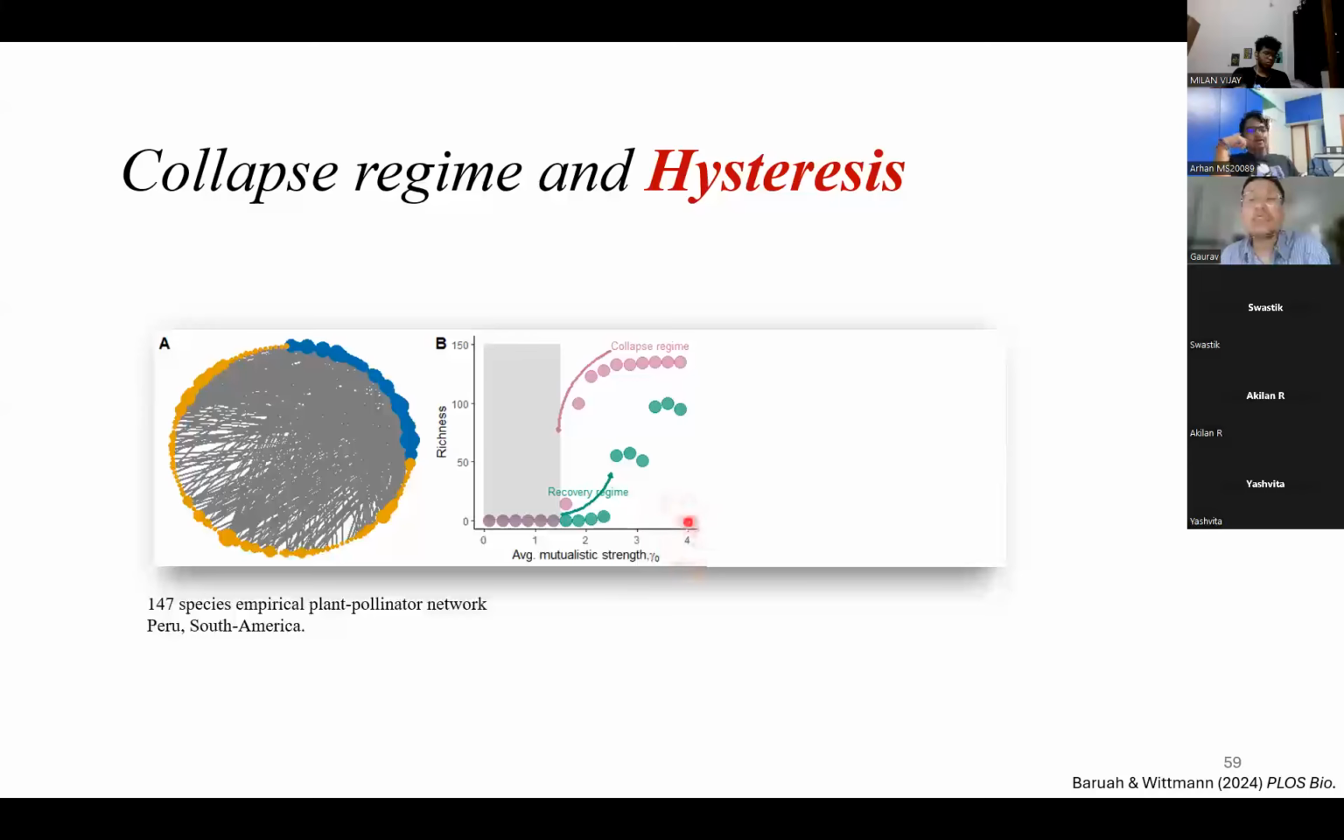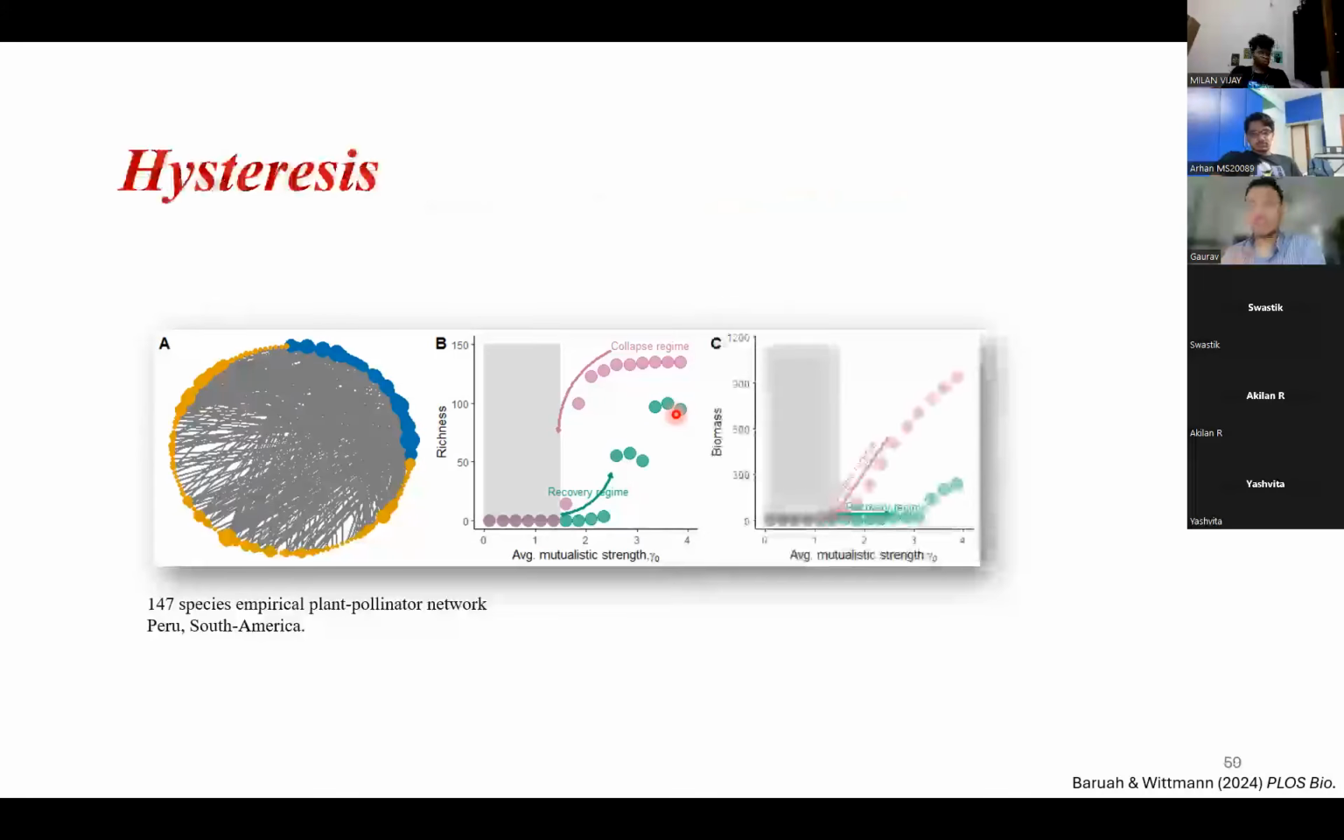So even at very good environmental conditions, even if you restore the environmental conditions to exactly what they were before, we do not see a recovery. So this is basically what is known as hysteresis. Hysteresis is very much found in such plant pollinator networks. So when we have hysteresis, it becomes extremely difficult if a system collapses.